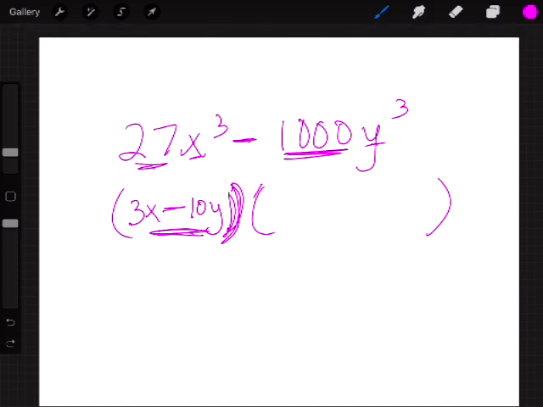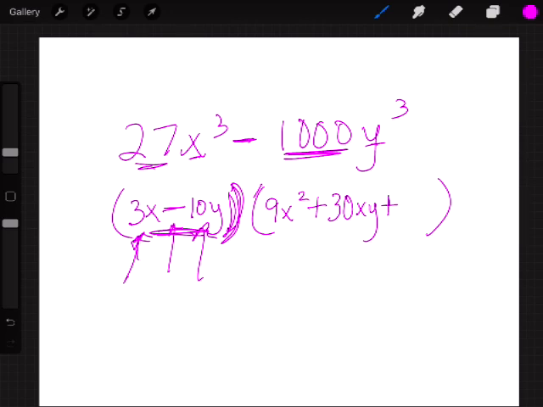So I'm going to take the first term, 3x, and I square it. That gives me 9x squared. That goes in the first spot. The sign that goes next is always the opposite of whatever you have right there. So that's going to be a plus. To get the next term, you take the two terms from your binomial, the 3x and the 10y, and you multiply them. So 3 times 10 is 30. And you have an x and a y this time.